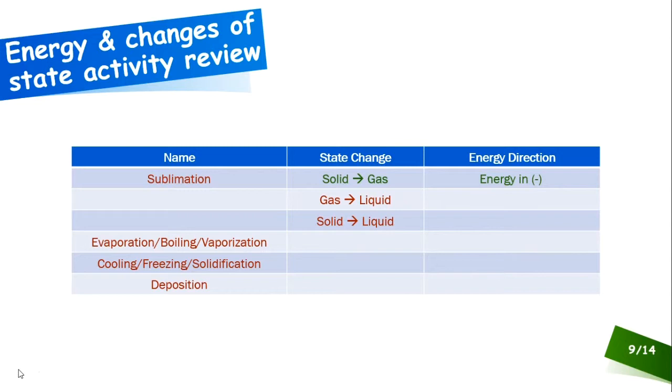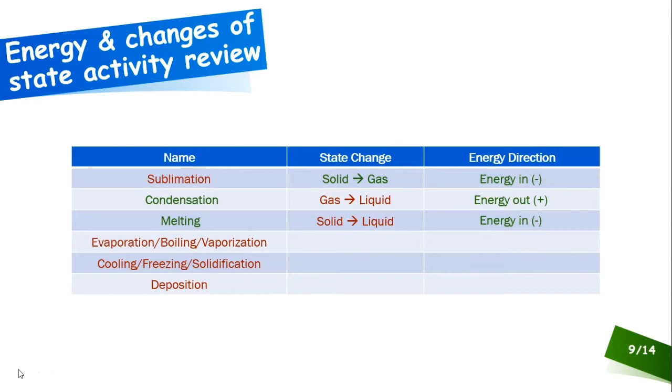Next, going from a gas to a liquid, that's called condensation. Moving from a gas to a liquid, you're moving away from the gas towards the solid state. Getting closer to the solid state, that's going to be energy out, which is a positive energy direction. Next, we've got going from a solid to a liquid. This is called melting. And because we're moving away from the solid towards the gas, that means we've got energy going into the system, and that's a negative energy direction.